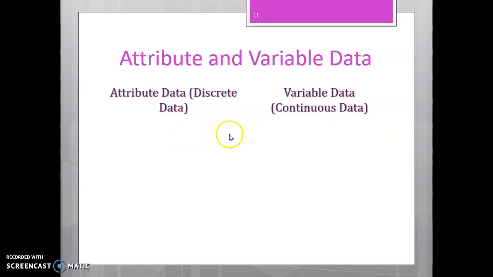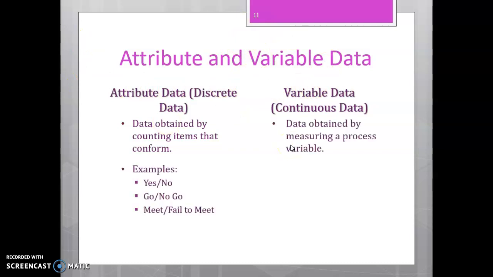Okay, now we're going to talk about attribute and variable data, and we have already covered this. We talked about how attribute data is discrete data and variable data is continuous. So let's look at examples again. Data obtained by counting items that conform. This is data obtained by measuring a process variable. Over here, when we say discrete data: yes or no, go or no go, meet or fail to meet. Variable would be data like measuring a process variable, like 45 gallons per minute, 99 psig, or 75 degrees. So here you're just taking an average, or you're looking at instantaneous data but collecting it over time. Okay, continuous. This is qualitative and this is quantitative.